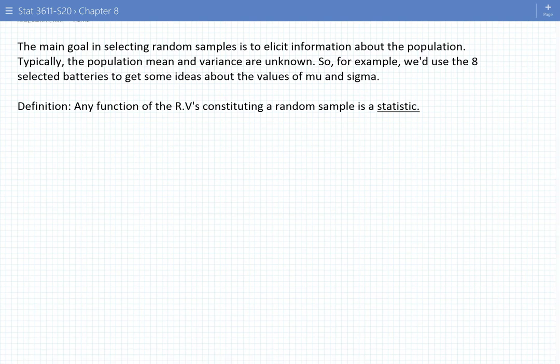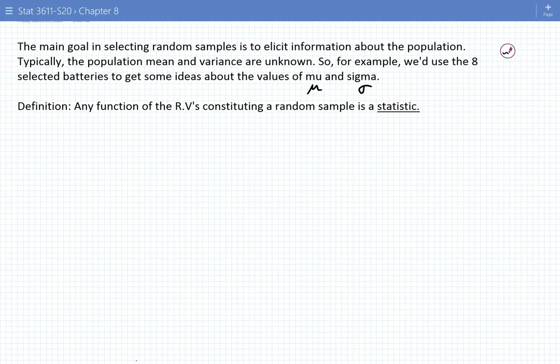And so, if we didn't know that the mean was 4 and the standard deviation is 1, we could look at some statistics on the 8 selected batteries and get some ideas about the mean mu and the standard deviation sigma. Mu, this is how you would spell the letter mu. This is how you'd spell the Greek letter sigma. So we have a definition here in 8.2. Any function of the random variables constituting a random sample is a statistic. Remember, we use the word statistic to talk about a characterization of the sample. We would use the word parameter to talk about a characterization of the population.